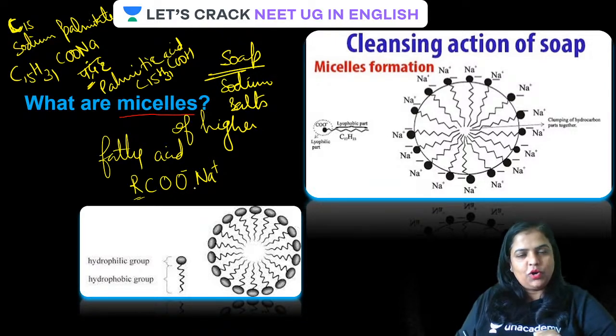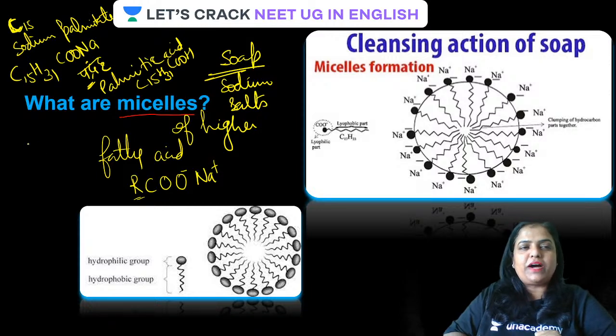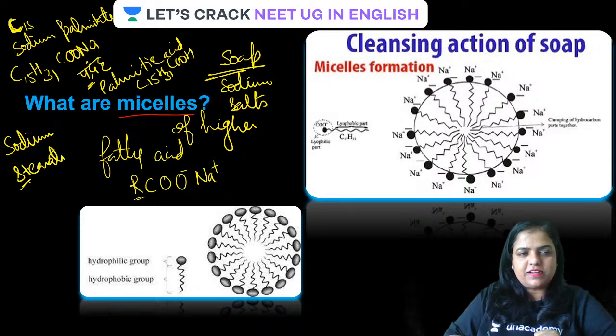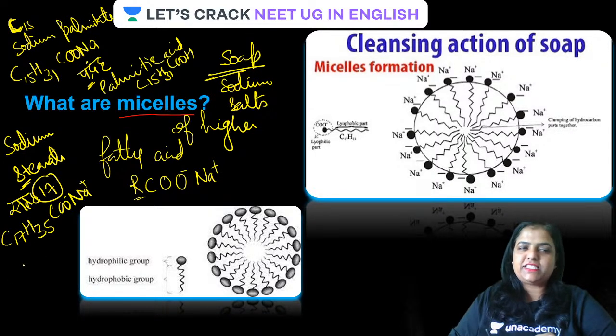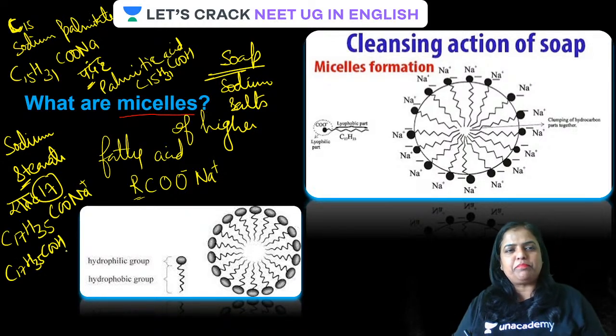Come on, have a look at the screen now. Another soap is sodium stearate. Say 17. It must be funny, isn't it? Right, guys? So C will be 17. Take C as 17, C17H35COONa. This is sodium stearate. And stearic acid is what, guys? This is stearic acid. Simply put the value.